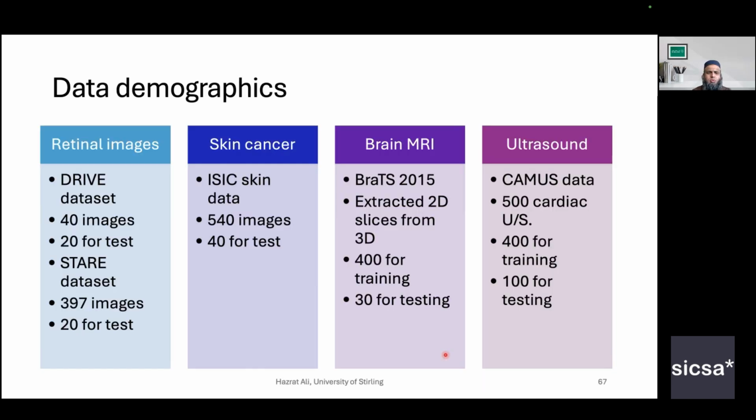So here is the demographics. If you look at this demographics summary, none of this data is actually quite huge in terms of the number of images that we are using. So for the retinal images, we ended up using almost 400 images, not so huge. For the skin cancer data, we are using around 500 plus images. Again, not so huge. For the brain MRI, we used around 400 images. Again, not so huge. And for the ultrasound imaging data, again, we used 400 images for the training of this model.